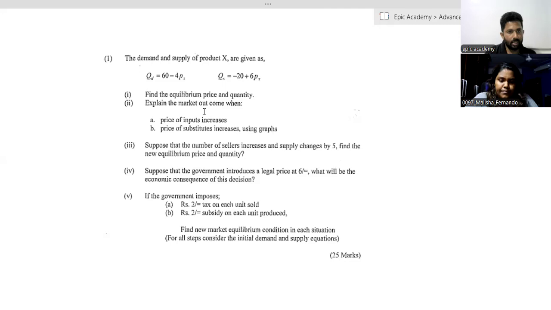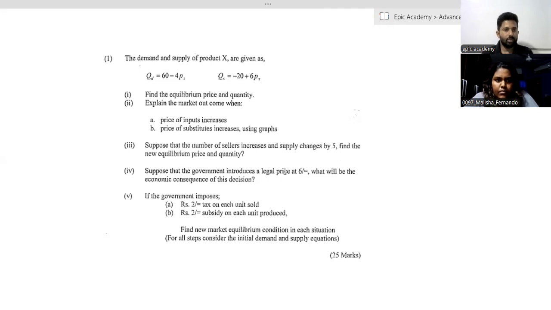And the second one is, explain the market outcome when the price of input increases and the price of subsidy increases, using a graph. Okay. The third one, we will discuss the third one and other things after clarifying the first one.